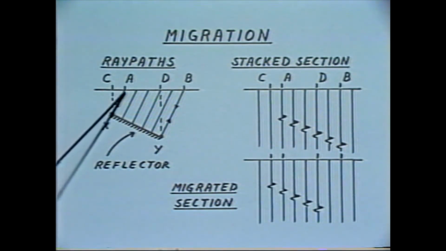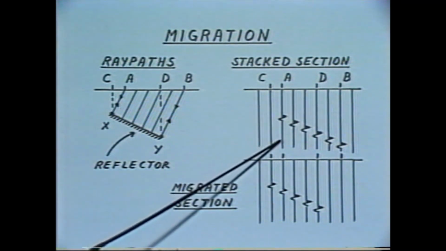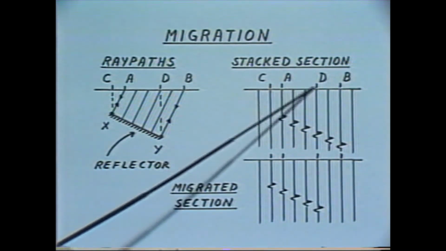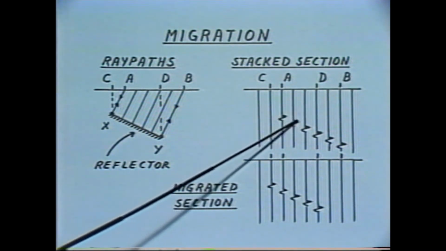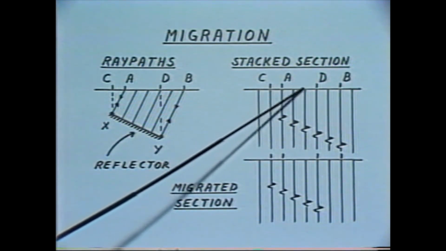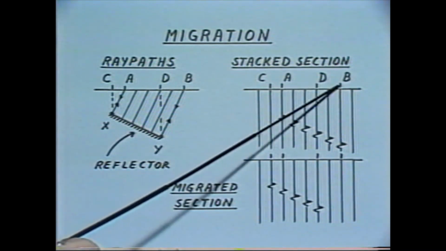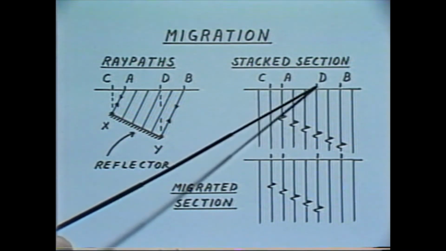However, when we display the traces, the stacked traces that in effect have these travel paths, the traces are displayed vertically below points A to B. Therefore the reflector, the dipping reflector, appears to lie below the positions A to B on the stacked section, when in fact it lay between C and D.